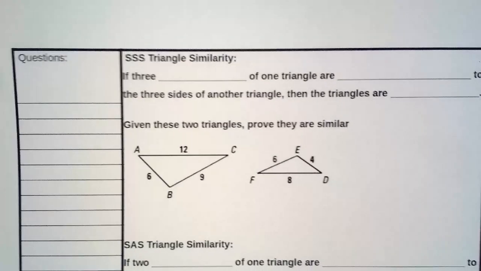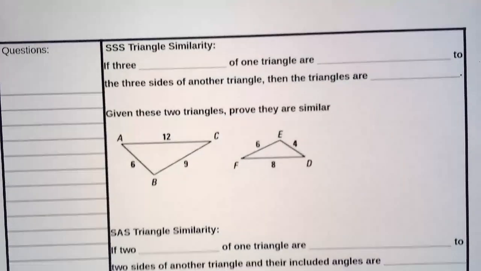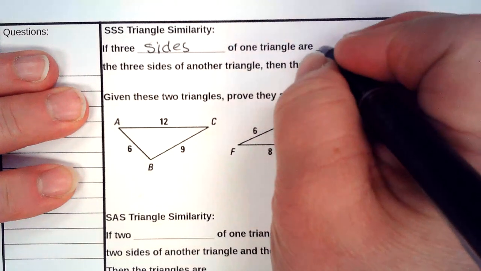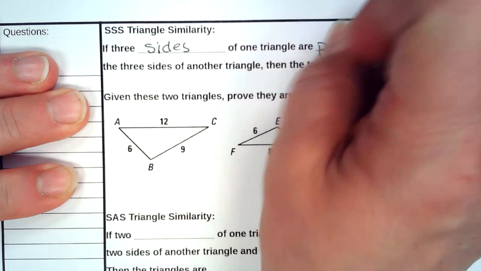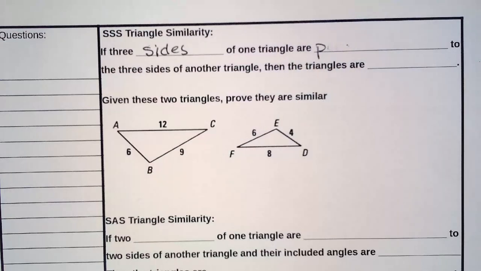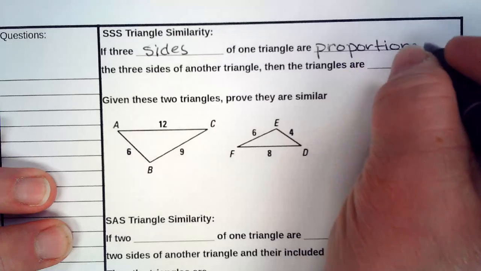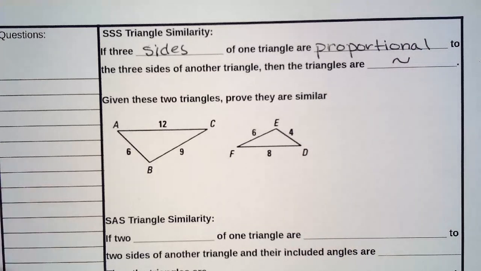Okay, now this takes us to the next one, which is what we call the side-side-side triangle similarity. If three sides of one triangle are proportional to three sides of another triangle, then the triangles are similar. So if you look at this with a side-side-side similarity, you have to check all three sides. You match the sides up.